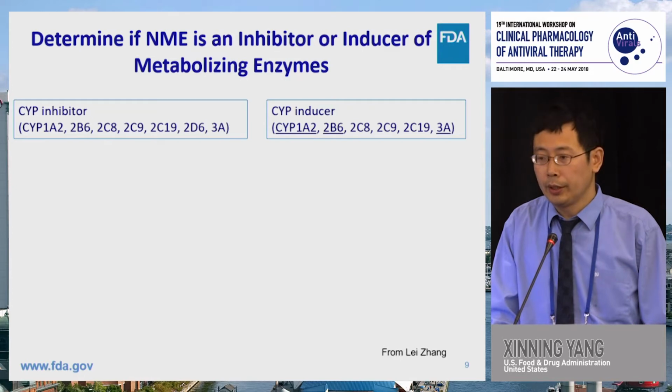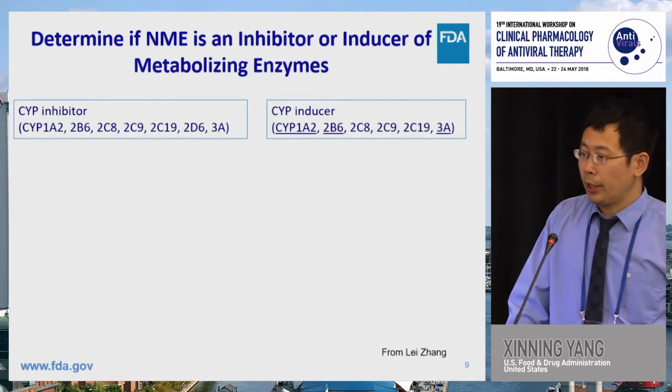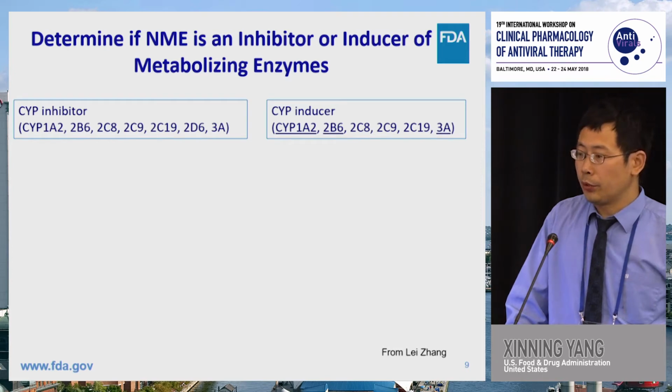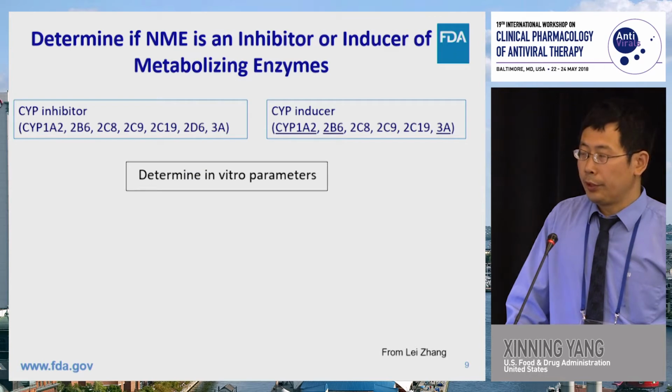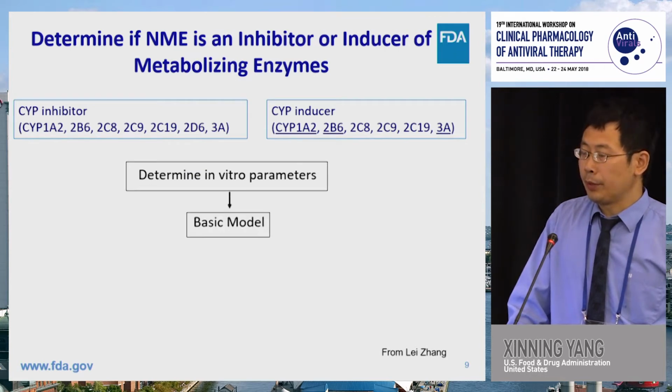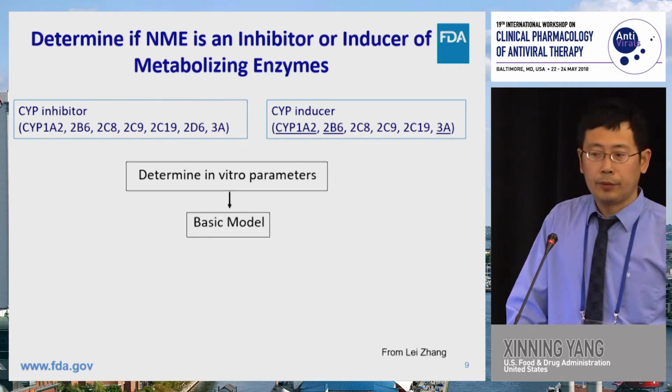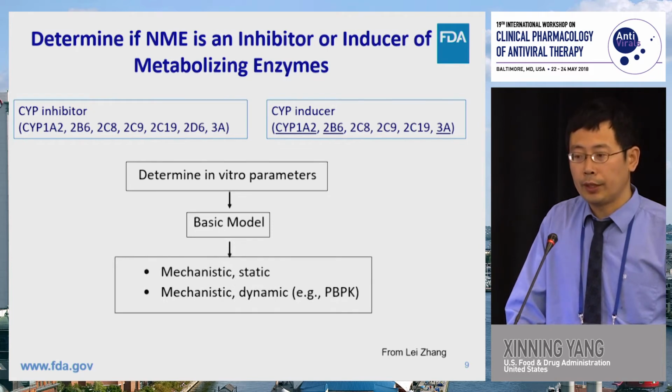So as a summary, for determining a drug as a perpetrator enzyme, one is an inhibitor, the other is an inducer. The inducer is more focused on 1A2, 2B6, 3A. And then we determine the in vitro parameters based on the basic model which I described. We determine whether there's a need for an in vivo study.